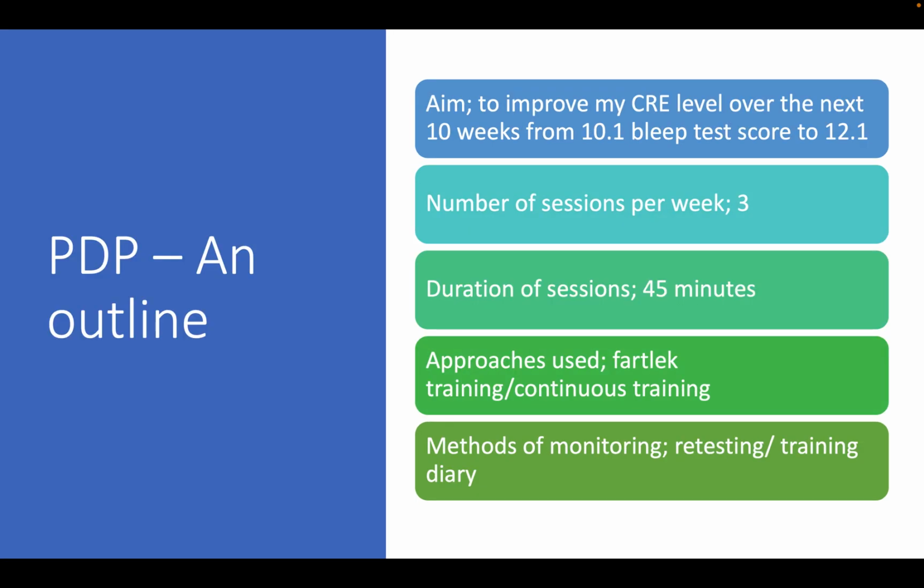So this is the PDP that we're going to look at to start off with. This is a person who's trying to improve their CRE level from 10.1 to 12.1 in 10 weeks' time. They're doing 3 sessions a week, all of which are 45 minutes in total, and the approaches that they're going to be using for that 10-week period are fartlek training and continuous training.